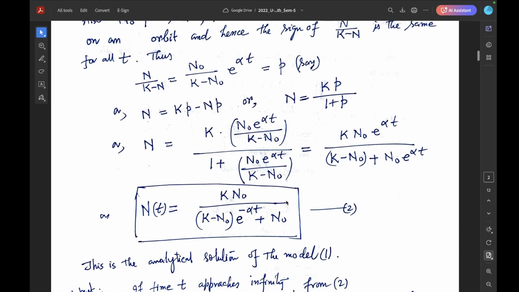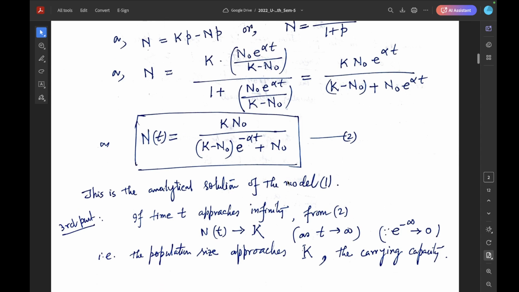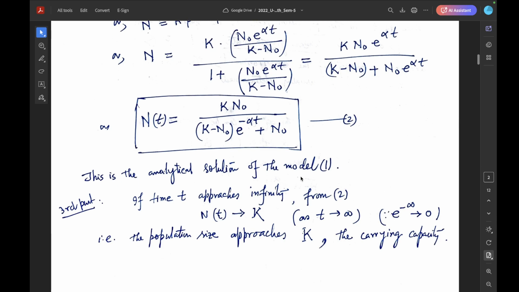After simplification, we can write N(t) equal to K N0 divided by ((K - N0) e to the power minus alpha t plus N0). And this is the analytical solution of the model 1.